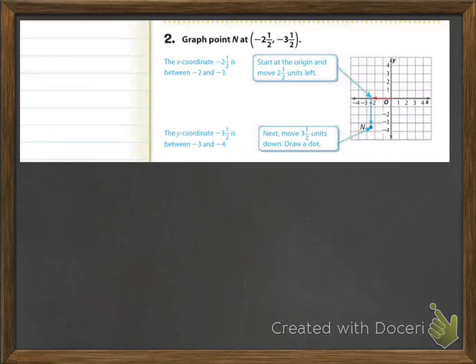For number 2, it says graph N at -2.5, -3.5. We're going to go back 2.5, because you can see that each box is worth 1. So we're going to go back 1, 2.5, and then we're going to go down 3.5 because we're going negative, so that's why we have to go down. Now our point is going to be there. And again, when you actually graph it, you won't want the lines, you just want the dot right there.